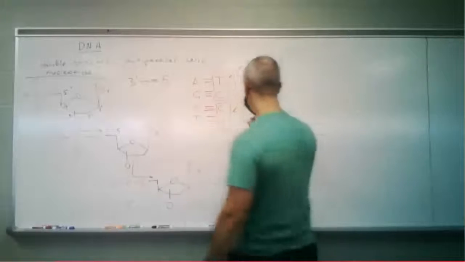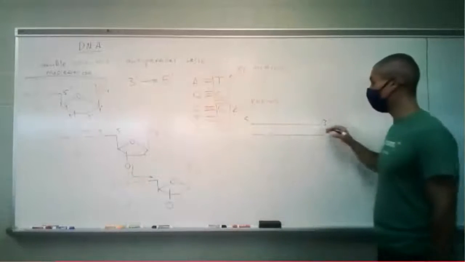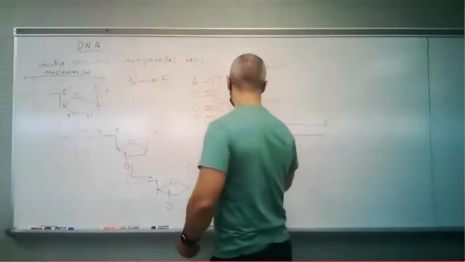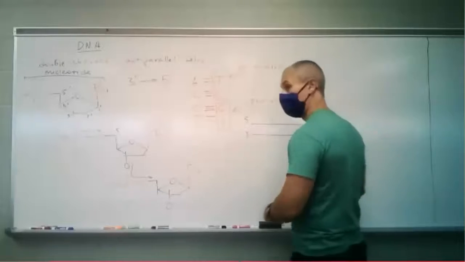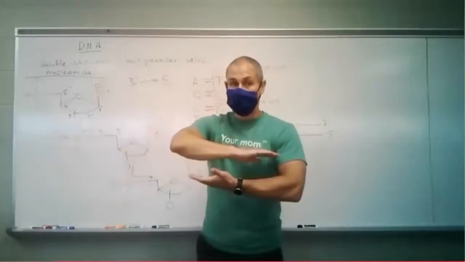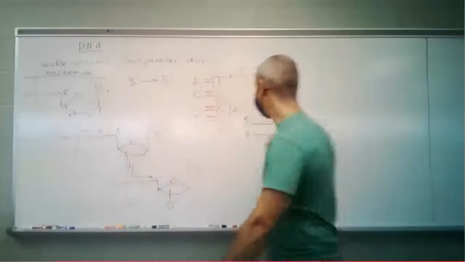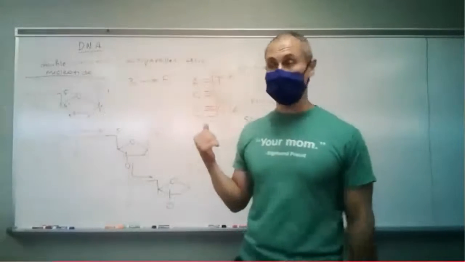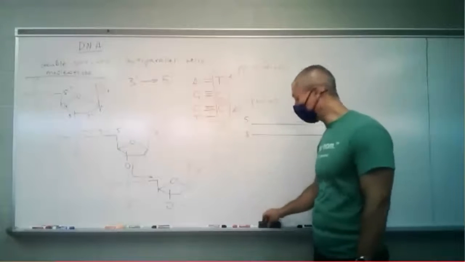If one strand on top goes this way, 3 to 5, then the strand on the bottom will go that way, 3 to 5. So they are anti-parallel like this. Always. Does that make sense? This will have a lot of important implications on the processes of transcription and replication in the cell. So far we're good? Okay.